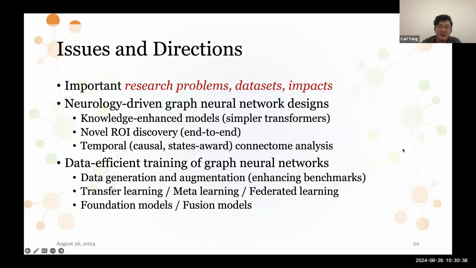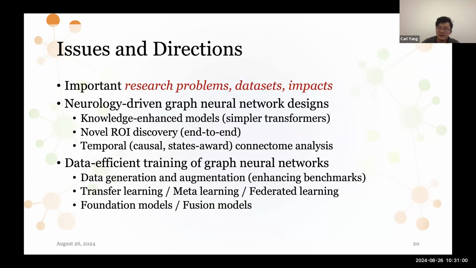So we also want to develop a more data-efficient training of graph neural networks. We are enhancing the benchmark to try to build larger data. At the same time, we are also trying to build transfer learning, meta learning, and federated learning pipelines, which can make the usage of the data more efficient, right?